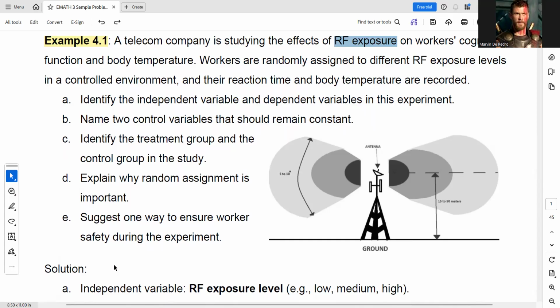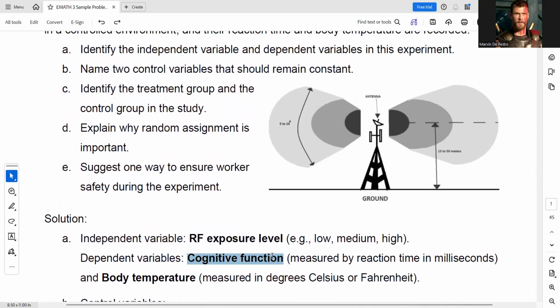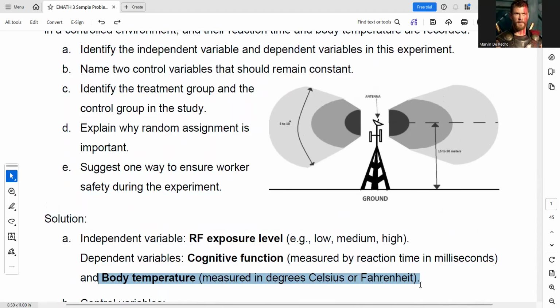Next, the dependent variables would be the cognitive function and the body temperature. So we're going to have one analysis regarding the cognitive function, and the other one regarding the body temperature. So this time we are actually having two sets of outputs: one set for the cognitive function and another set for the body temperature.